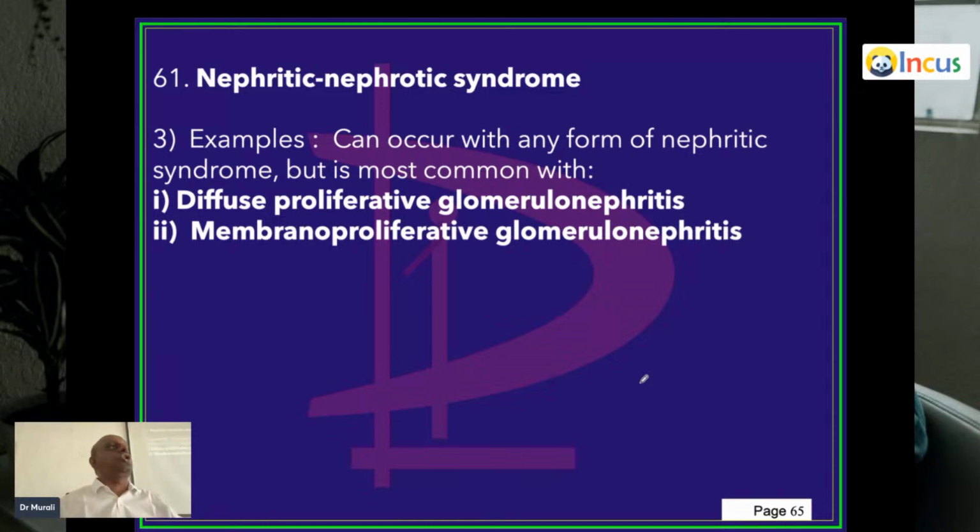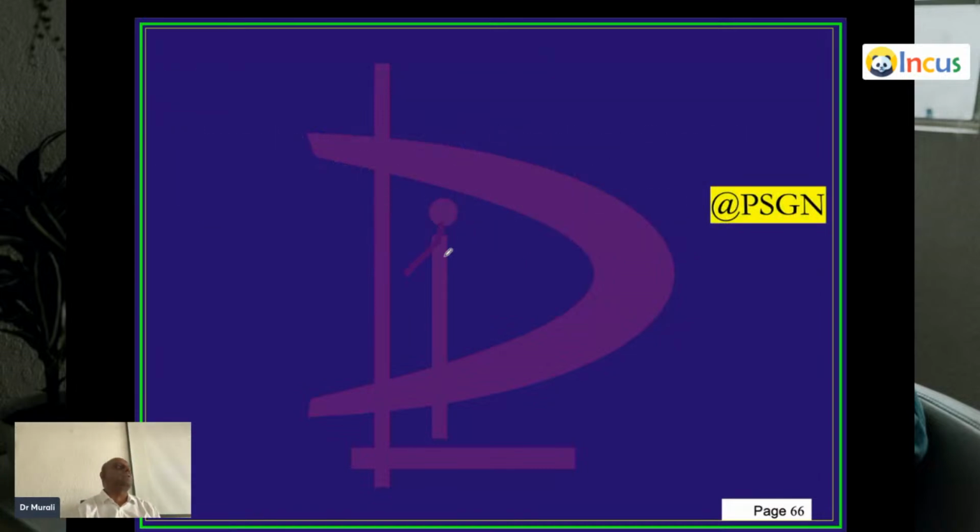Nephritic, nephrotic, both. On one side proteins are going, on the other side blood is also going. Hematuria is there, hypertension is there, nephrotic range proteinuria is also there. Where do you get that? 2 conditions: diffuse proliferative glomerulonephritis and membranoproliferative glomerulonephritis. Main thing, hypertension and hematuria is equal to nephritic. Proteinuria, lipiduria, hyperlipidemia, prothrombotic state, all is nephrotic. Finished? No. Let's start with PSGN.